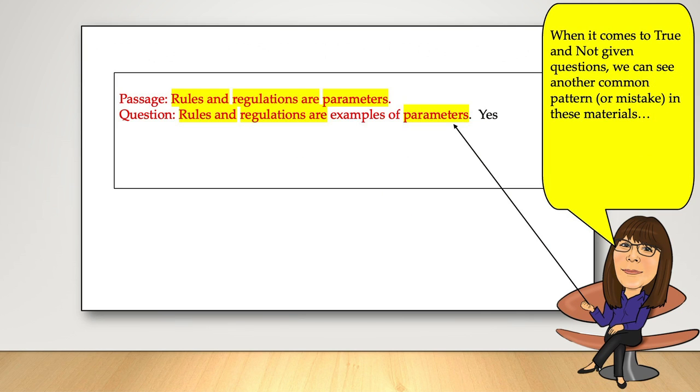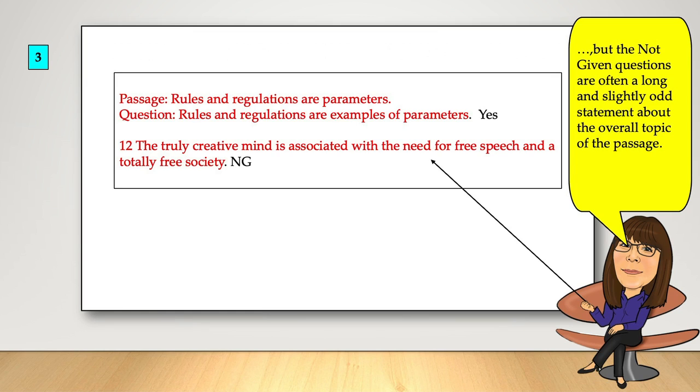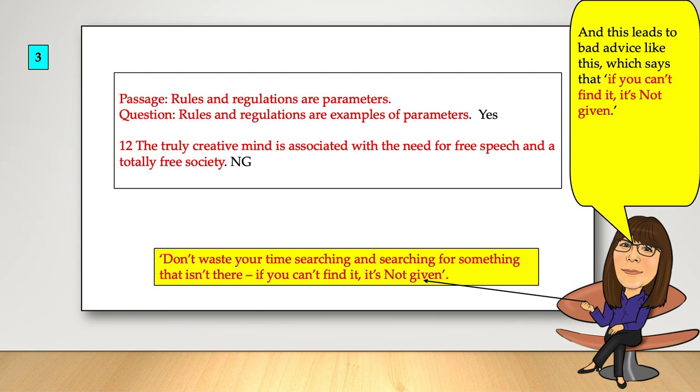When it comes to true and not given questions, we can see another common pattern or mistake in these materials. The yes or true statements tend to be very easy to match, but the not given questions are often a long and slightly odd statement about the overall topic of the passage. As a result of using materials like this, people conclude that a not given question is like a frustrating trick being played on you, where you're sent to look for something that isn't there. And this leads to bad advice like this, which says that if you can't find it, it's not given.